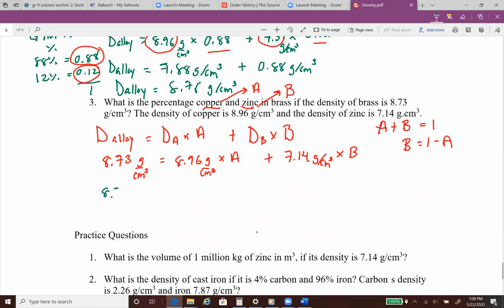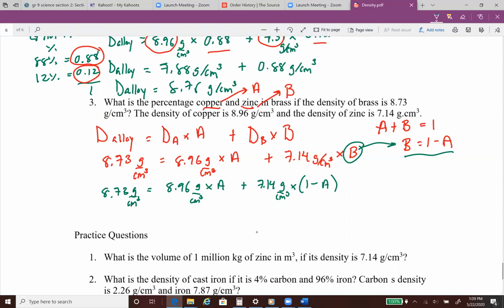So we know 8.73 grams per centimeter cubed is the sum of dA times A. Okay, so I'm going to leave that as 8.96 grams per centimeter cubed times A, plus 7.14 grams per centimeter cubed. But instead of writing times B, I'm going to substitute, because I wrote over here that B is the same as 1 minus A. So instead of writing B, I'm going to write 1 minus A.